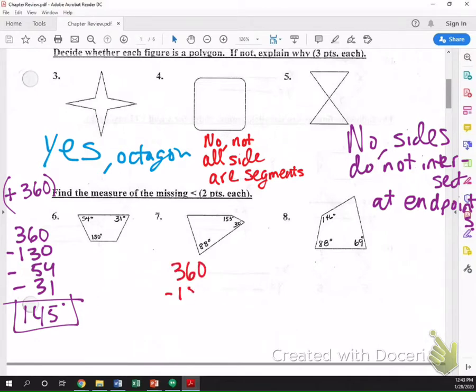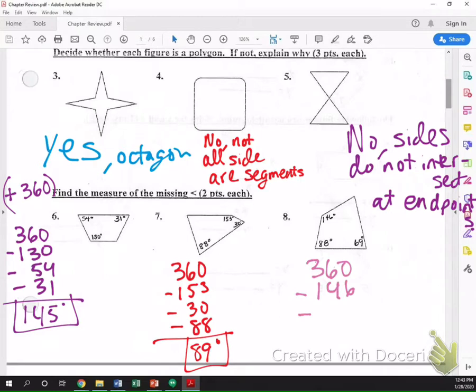Number 7. 360 minus 153 minus 30 minus 88. And what do you get? 89. Box it in. Number 8. 360 minus 146 minus 88 minus 69. And what do you get? Questions?